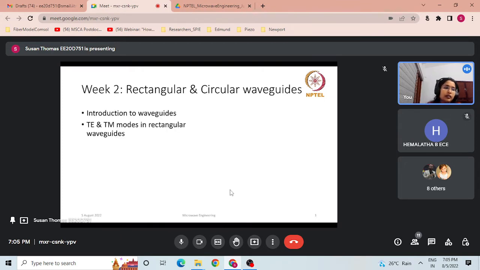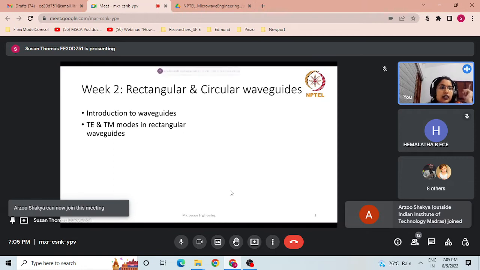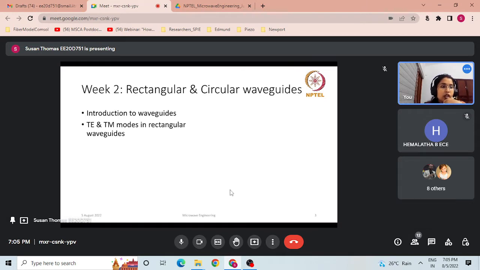This week, week 2, the syllabus covered is rectangular and circular waveguides. A waveguide is a hollow metallic tube which guides the electromagnetic waves. The two types, rectangular and circular, are based on the cross section. If it's a rectangular cross section, it is a rectangular waveguide, and if it is a circular cross section for the tube, we call it a circular waveguide. The electric and magnetic fields are confined within that waveguide.